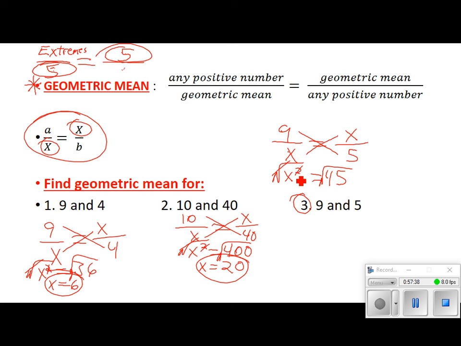Gotta be able to break these down. So we take the square root of 45. We got our list up here. What's a perfect square number that'll divide evenly into 45? 9. 9 times what? 5. What is the square root of 9? 3. So that comes out of the radical. What stays under the radical? 5. So what's our answer? 3 radical 5. That would be the geometric mean for 9 and 5. You gotta be able to break stuff down that way. We've been doing it this whole chapter. We did a little bit last chapter.